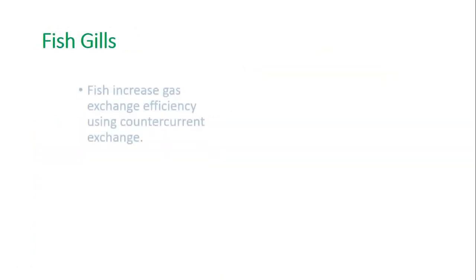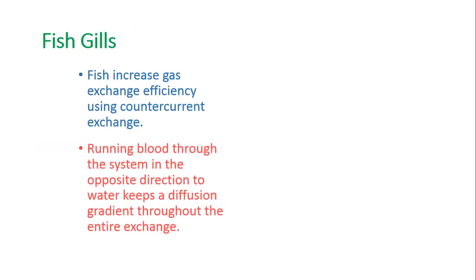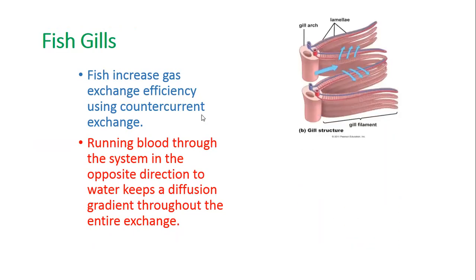Fish gills. Fish increase gas exchange efficiently using countercurrent exchange. Running blood through the system in the opposite direction to water keeps a diffusion gradient throughout the entire exchange. What is the meaning of that? Look at the water when it comes from here. It will be passing through gills. This is the gill and blood vessels inside of it.